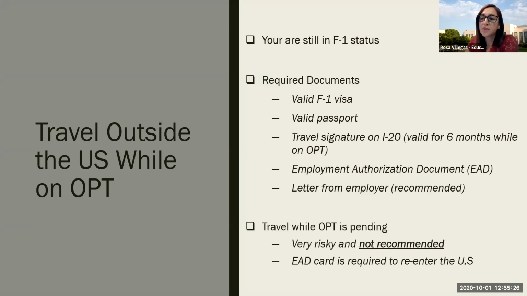If you have submitted your application and you want to travel overseas, but you haven't been approved, we do not recommend it because you need your EAD card to re-enter the US. So it's very risky because the EAD card will only be sent to the US address. It will not be sent overseas. And if you don't have anybody that can mail it to you, you're risking not being able to re-enter. So we don't recommend it. But if you have to, then it's your choice.